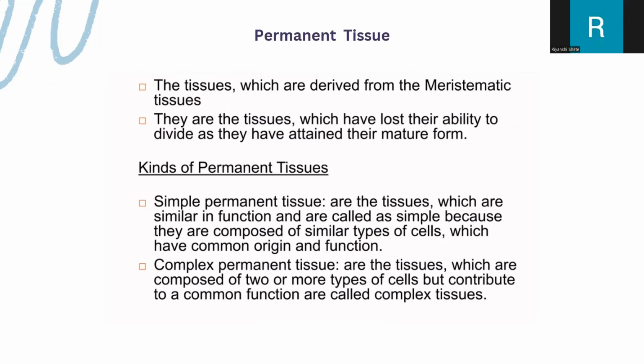The kinds of permanent tissue are simple permanent tissue and complex permanent tissue. Simple permanent tissues are similar in function and are called simple because they are composed of similar types of cells which have a common origin and function. On the other hand, complex permanent tissues are composed of two or more types of cells but contribute to a common function, and are called complex tissues.